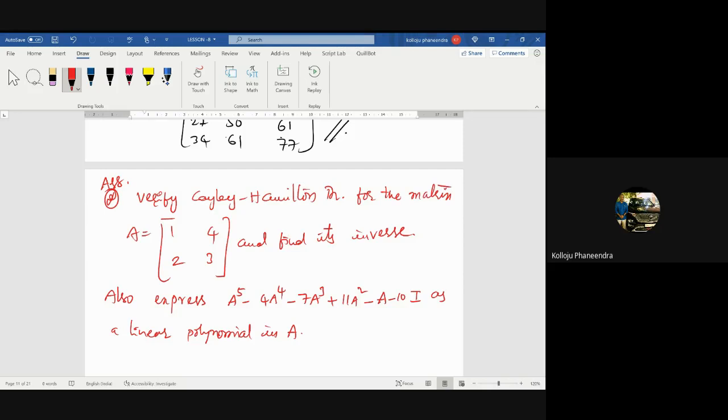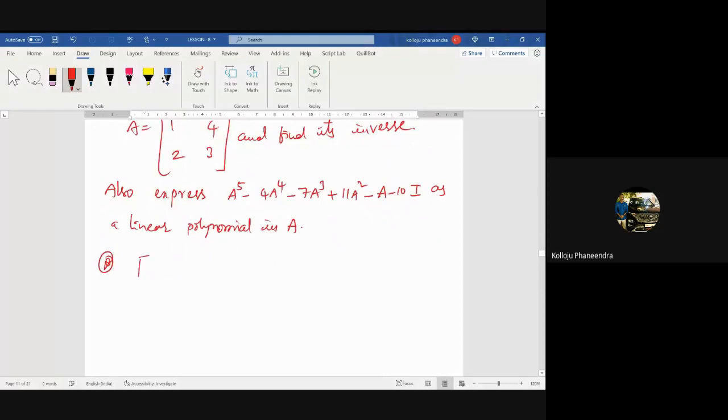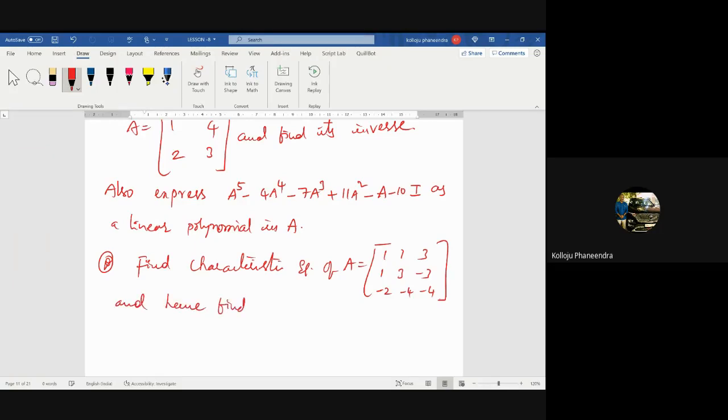Next one. Another one. Find the characteristic equation of A equal to [1, 1, 3; 1, 3, -3; -2, -4, -4], and hence find its inverse.